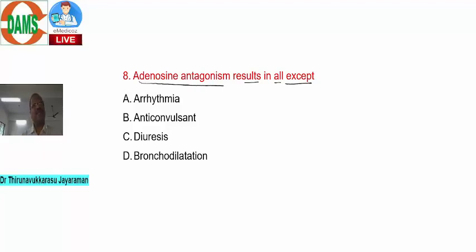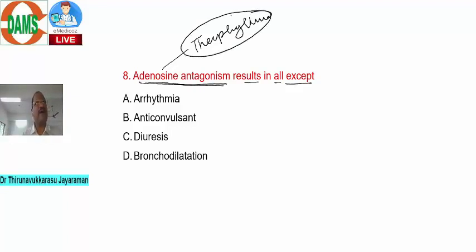There are two ways of answering. If you know physiology, you can answer simply. Otherwise, if you know pharmacology also, you can answer simply. For example, we have one drug called theophylline. Theophylline is one of the best examples of an adenosine antagonist. This drug can cause bronchodilation, useful for asthma. So, right. Adverse effects of theophylline are arrhythmia, seizure and diuresis. Seizure. That means theophylline is going to cause seizure, not anticonvulsion. So, the answer is option B.